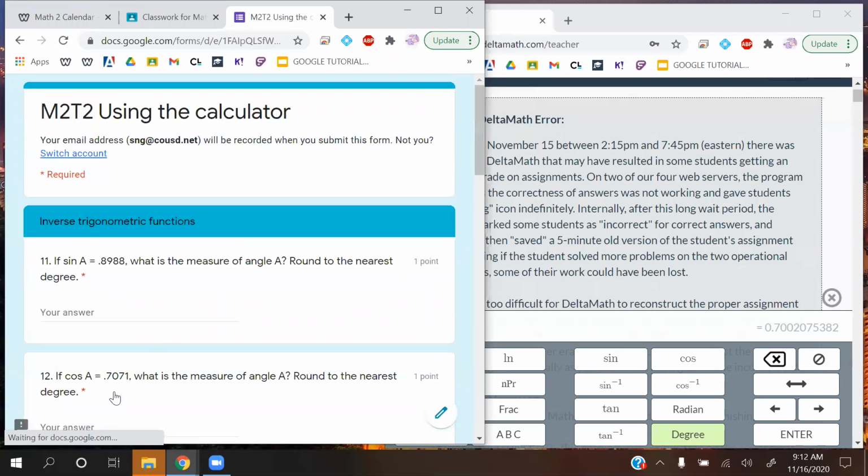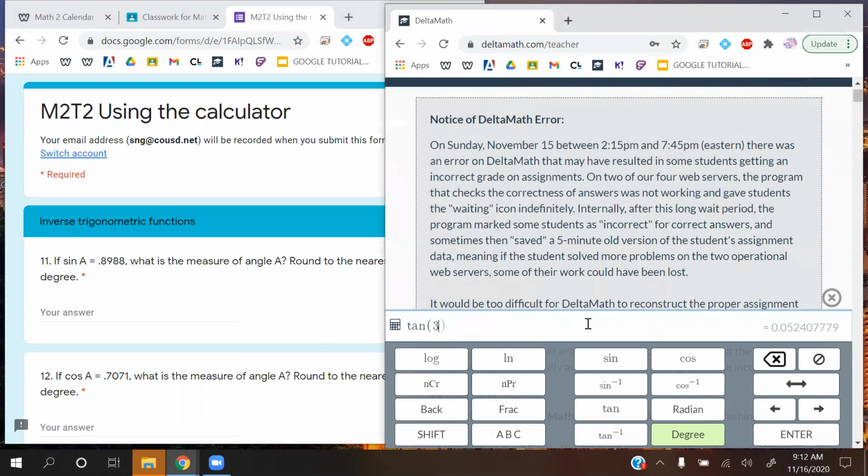Okay, the next page, once you get past that first one, it says if sine of A is equal to 0.8988, what is the measure of angle A, rounded to the nearest degree? So this second page is called inverse trigonometric functions. It's a little bit different. So how do you do the inverse? Well, this says sine A is that. The button we're going to press is the sine inverse. So for this one, I want you to use the button right over here, sine with a -1 on it. That's the sine inverse.